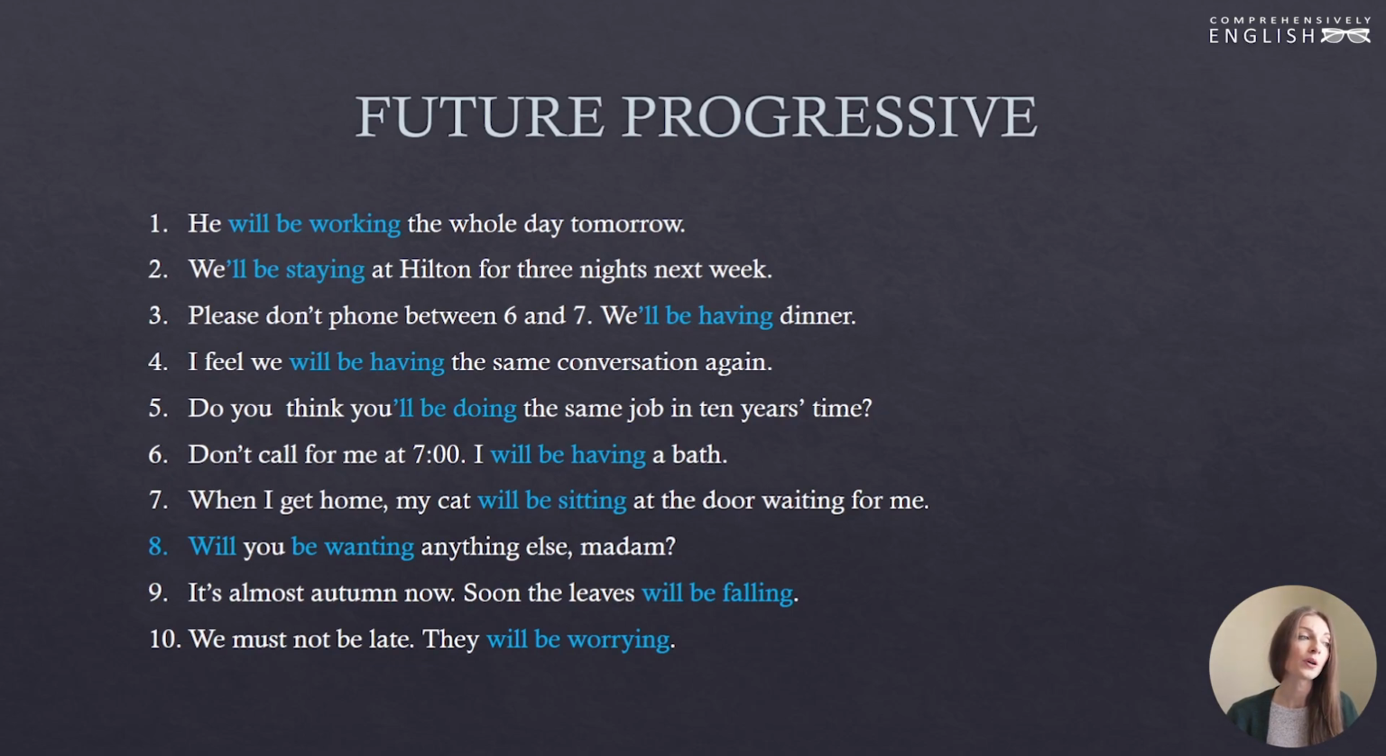I feel we will be having the same conversation again. Here, the moment in the future is not specified, but it's not a fact that I want to mention, but a process. That's why I use the future progressive tense, not the future simple. I think we'll be conversing about it. I think we'll be having this conversation again. You feel the sentence tells us that the conversation is not very pleasant, right?